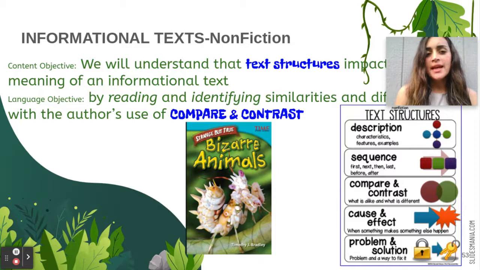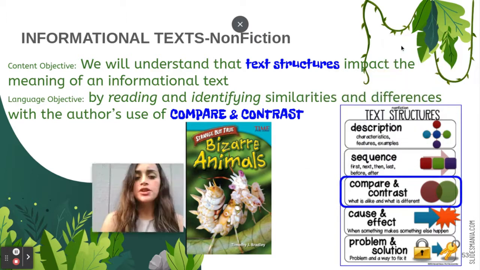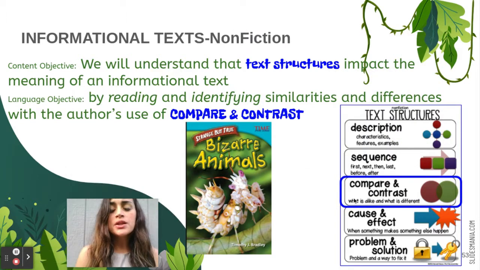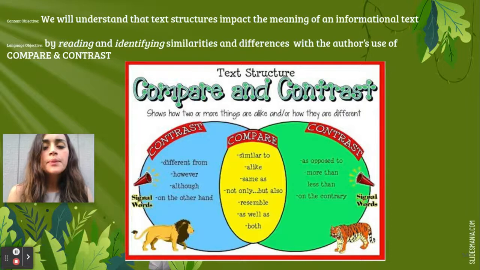Our objective today is that we will understand that text structures impact the meaning of an informational text by reading and identifying similarities and differences with the author's use of compare and contrast. So we're going to continue to talk about text structures, but we're going to be focusing more on compare and contrast. When we read Bizarre Animals, we're going to be reading for and identifying any words or key vocabulary that has to do with comparing and contrasting.